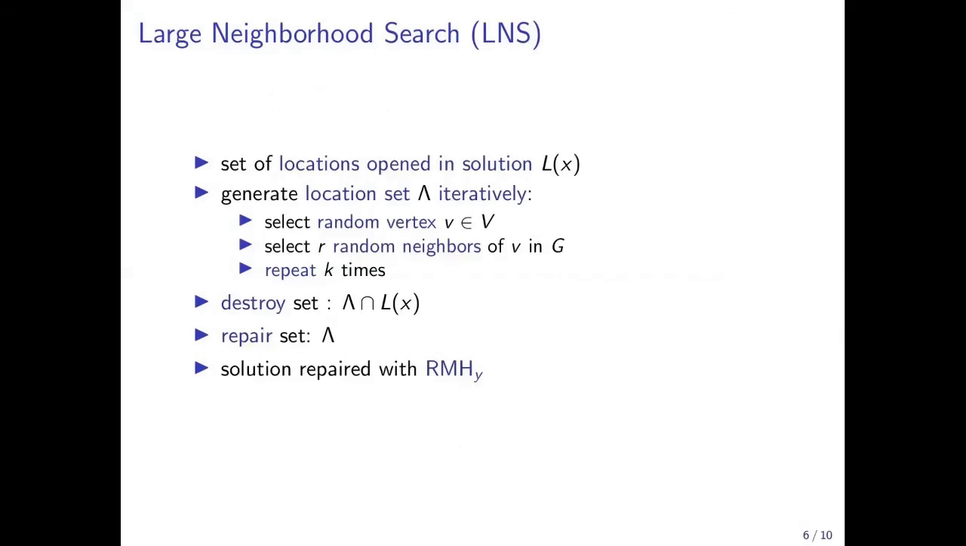From this location set, we then derive the set of locations that we want to destroy and the set of locations that we consider when repairing the solution. We simply destroy all locations that are opened in our solution, which are also contained in the location set lambda. Then when we repair the solution, we consider all the locations in our location set lambda, and the solution is repaired by applying the relaxed MILP heuristic described in the previous slide.